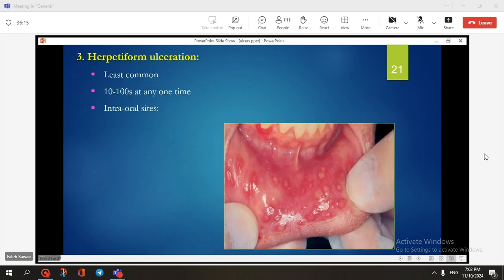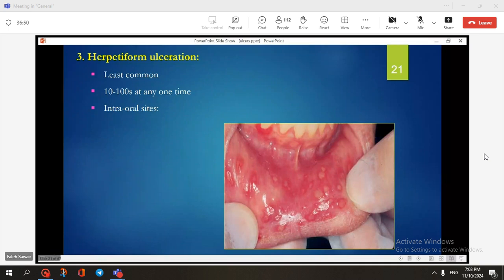The third type is the herpetiform aphthous ulcer. It is called herpetiform because it resembles the ulcers caused by herpes virus. If you remember the herpes viruses, they cause multiple ulcers, and we said that they are irregular ulcers, whitish, surrounded by red margin, multiple, could be hundreds sometimes. So these are called herpetiform aphthous ulcers.